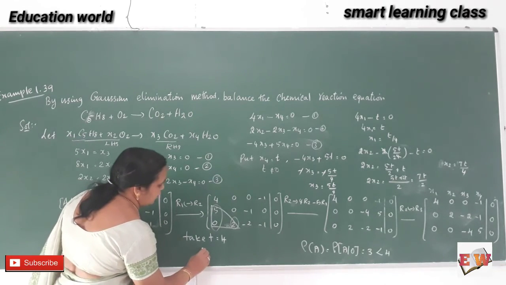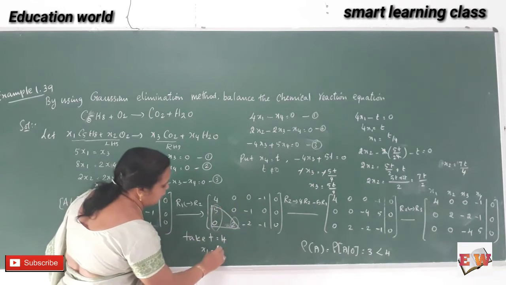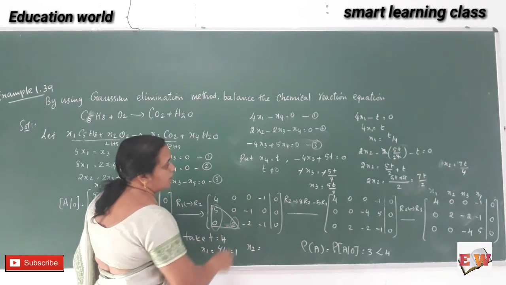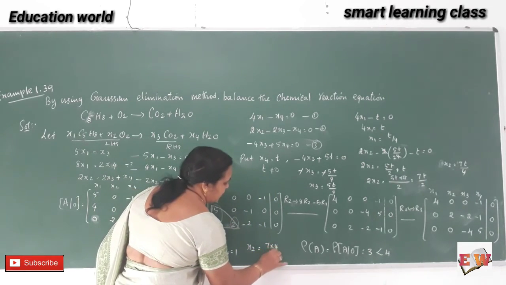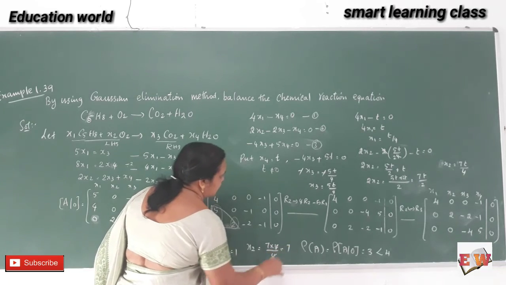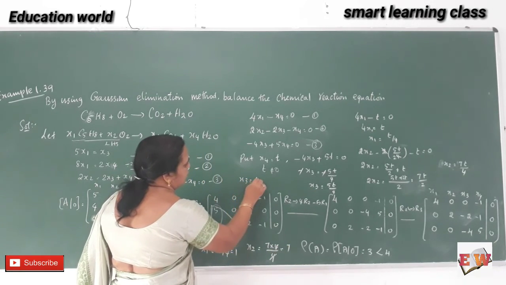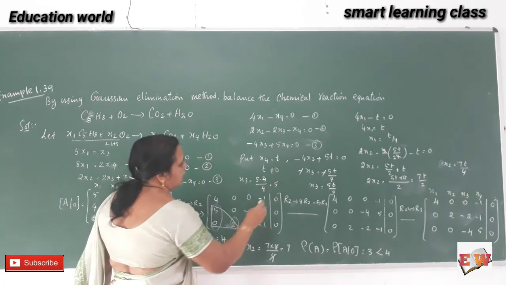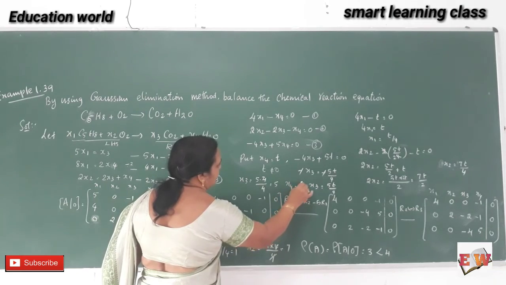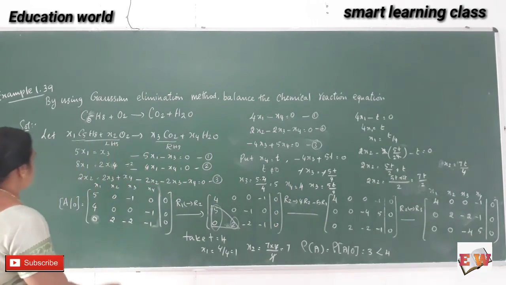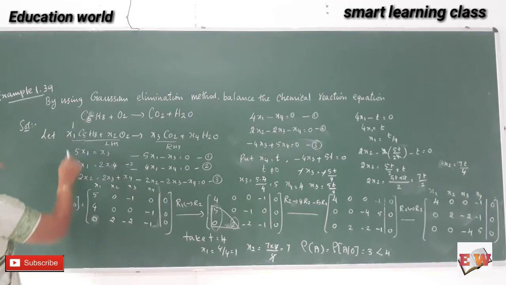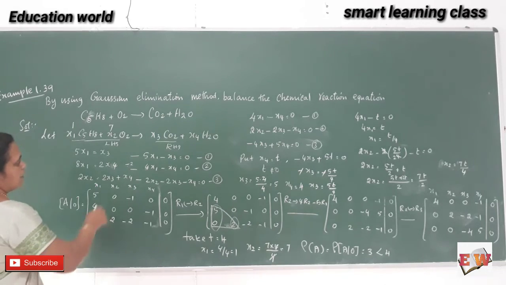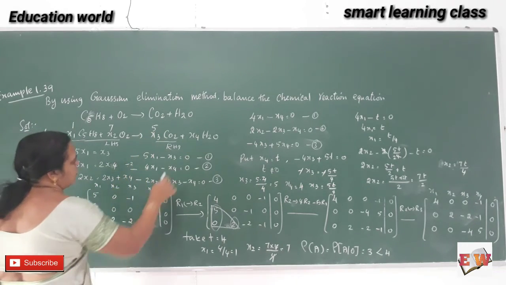So x1 is equal to 4 by 4, 4 by 4 is equal to 1. x2, what is that? x2 is 7t, 7 into 4 by 4, so the 4s will be cancelled, 7. x3 is 5 into 4 by 4, so this value is 5. And x4 is equal to 4. Okay. You just write instead of x1, 1. x2 is 7, x3 is 5, x4 is 4.